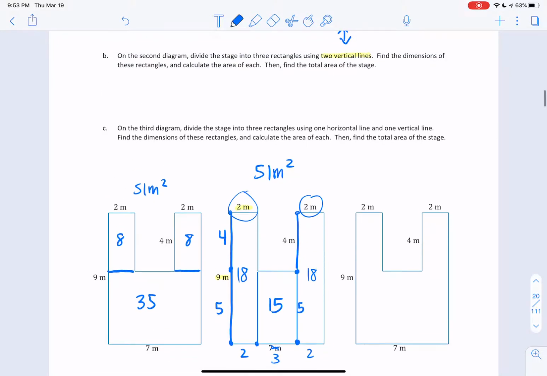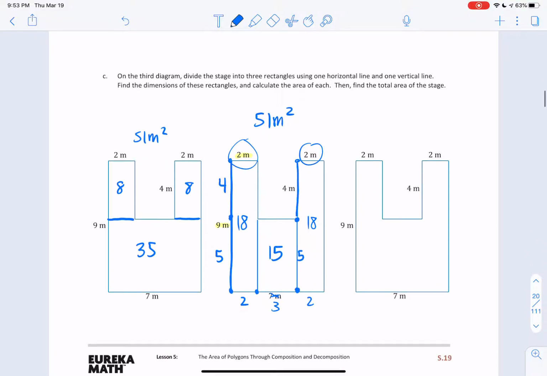Question C, on the third diagram. Divide the stage into 3 rectangles using 1 horizontal and 1 vertical line. So go ahead, pause the video, see if you can work this one out. 1 horizontal line, 1 vertical line. All right, so as you see, I already drew the 2 lines. I have a horizontal line and a vertical line. You could have also reversed that and done them in the reverse order, but essentially you're going to get the same type of answer.